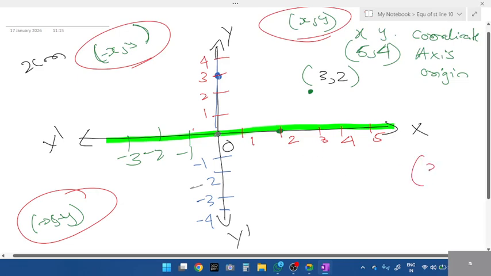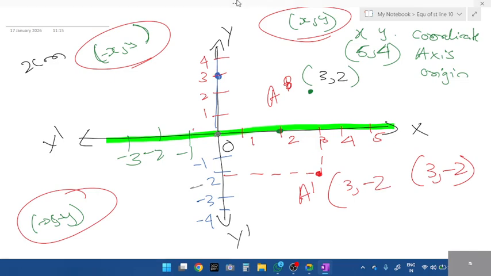Look here, 3 comma minus 2. 3 is positive, x-axis. Minus 2 is negative, y-axis. The point lies here. This is the reflection. If this is A dash, they might give you a different alphabet, B, C, D, anything, or if they don't give, you can take it as A dash. 3 comma minus 2. Is it clear? All of you understood?